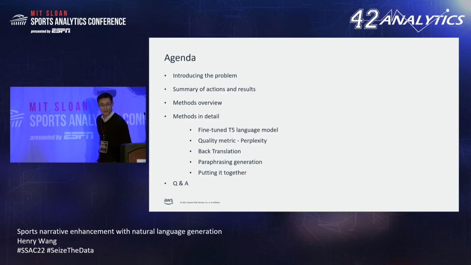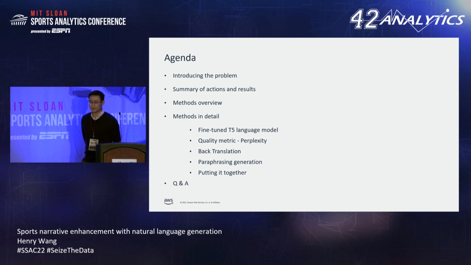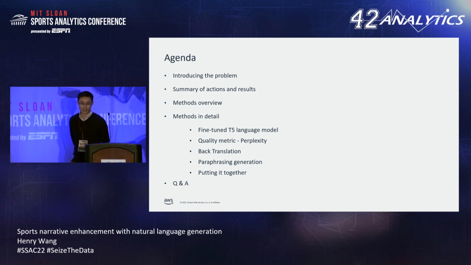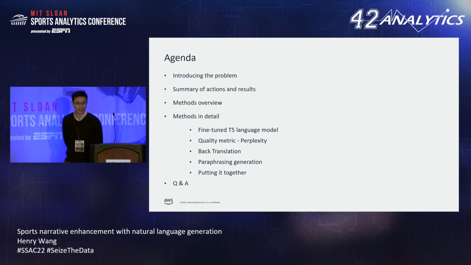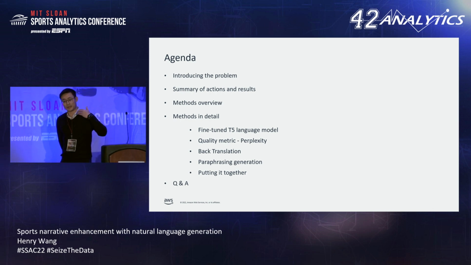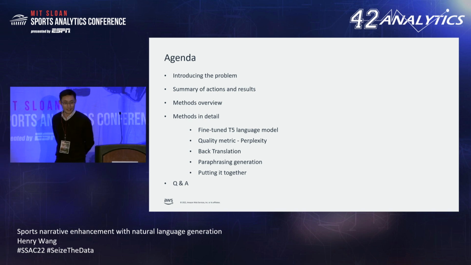So for the agenda today, we're gonna introduce the problem, do a quick summary of the action and results, give an overview of the methods. Then we're gonna take a little bit of a deeper dive into the methods, specifically talking about how do we fine-tune large language models such as T5, and how do we pick the metric for our evaluations, and how do we use some of the natural language processing techniques such as back translation and paraphrasing generation for this particular task, and how do we put them all together to build an end-to-end pipeline that could be used for the production system.